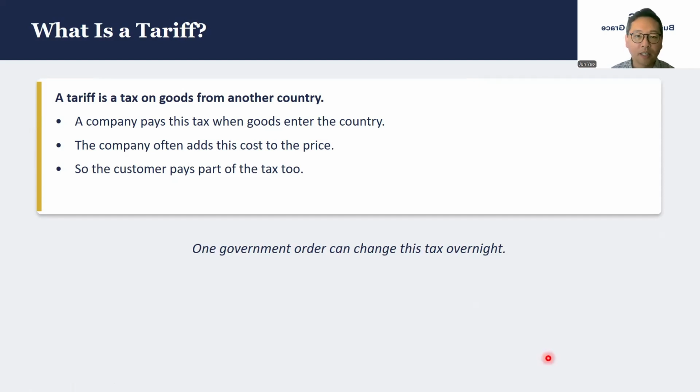First, let's understand one word, a tariff. That's a tax on goods coming from another country. A company pays this tax when it brings goods into the country. Often, the company adds this cost to the price. So the tax can reach you, the consumer. And one government order can change this tax overnight.